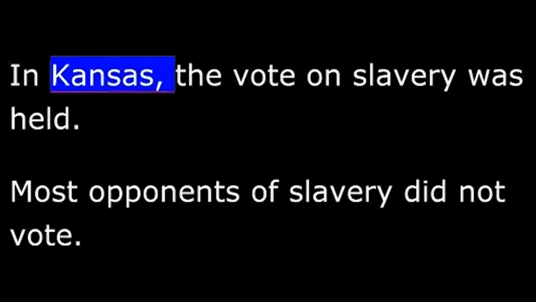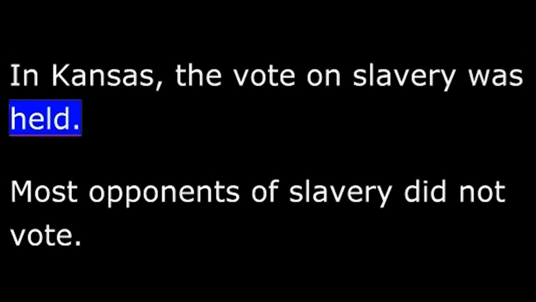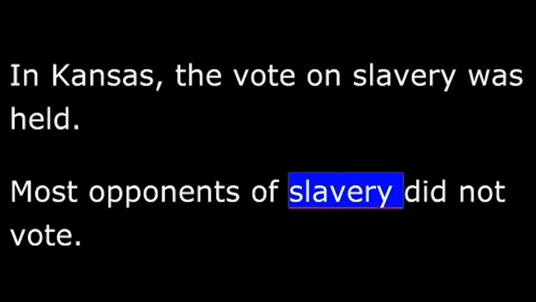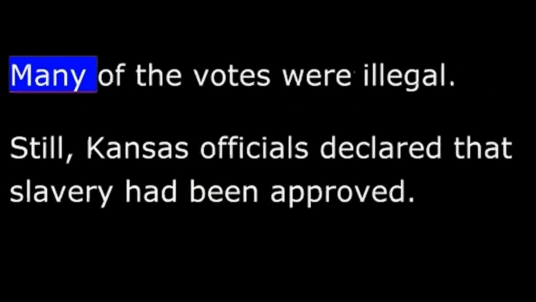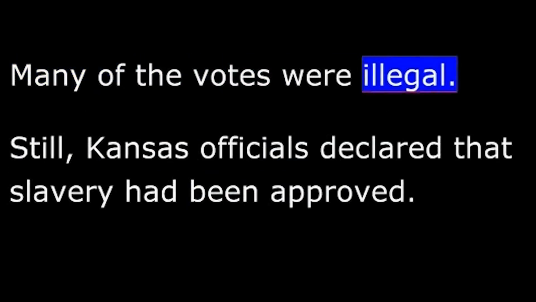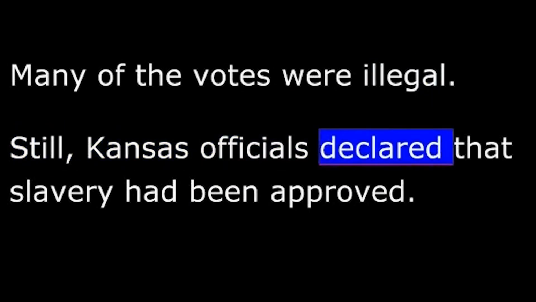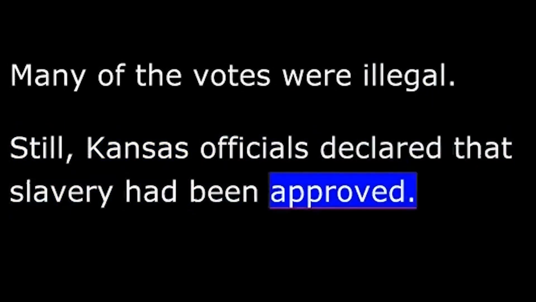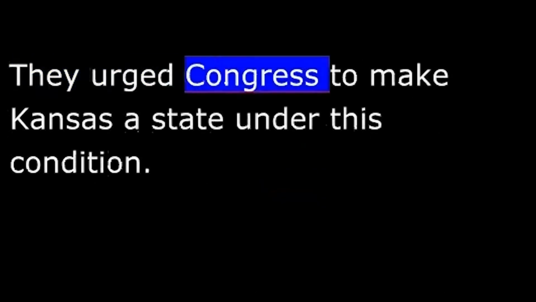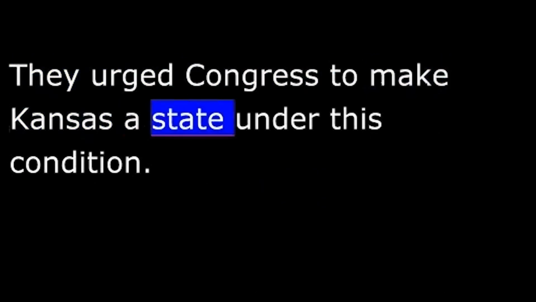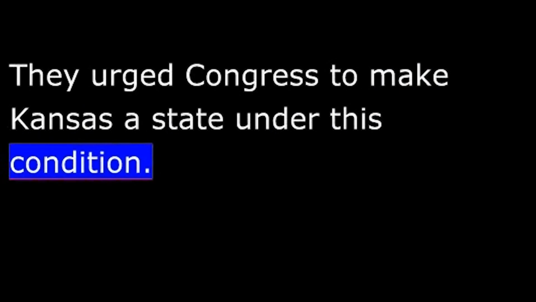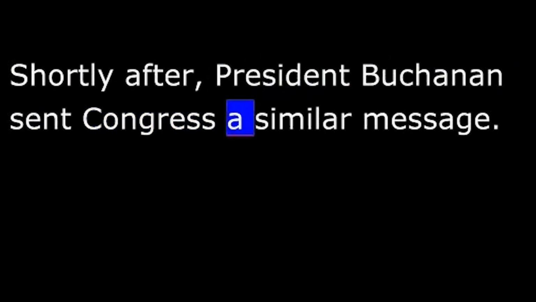In Kansas, the vote on slavery was held. Most opponents of slavery did not vote. They were waiting until they could vote against the complete statehood constitution. Many of the votes were illegal. Still, Kansas officials declared that slavery had been approved. They urged Congress to make Kansas a state under this condition. Shortly after, President Buchanan sent Congress a similar message.